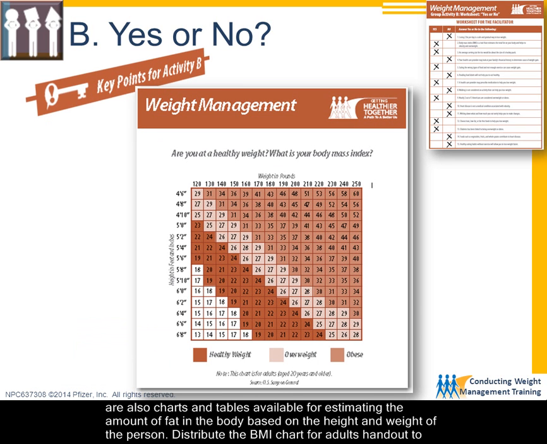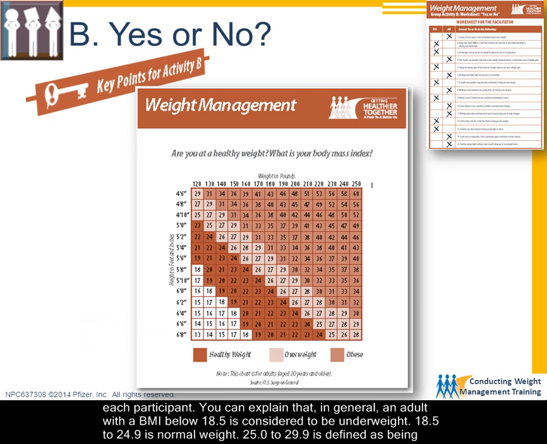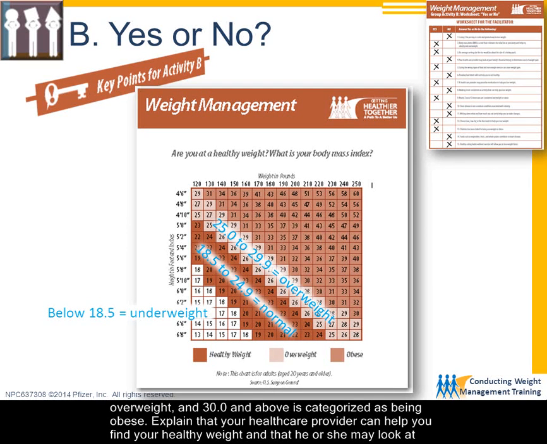Distribute the BMI chart for adults handout to each participant. You can explain that, in general, an adult with a BMI below 18.5 is considered to be underweight. 18.5 to 24.9 is normal weight. 25 to 29.9 is defined as being overweight, and 30 and above is categorized as being obese.